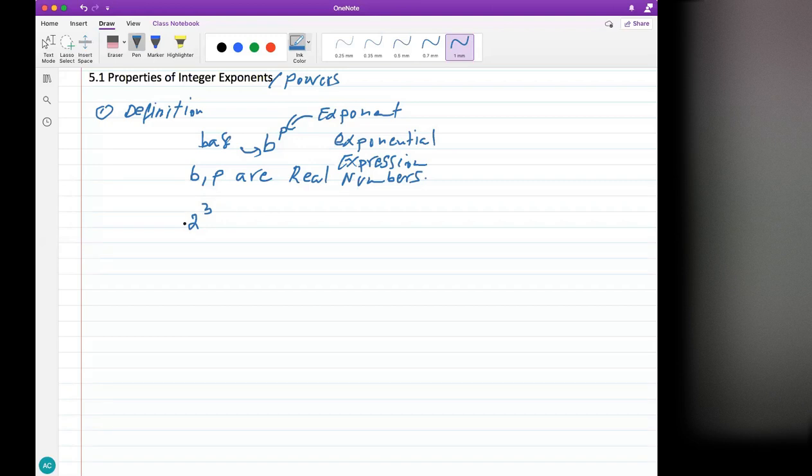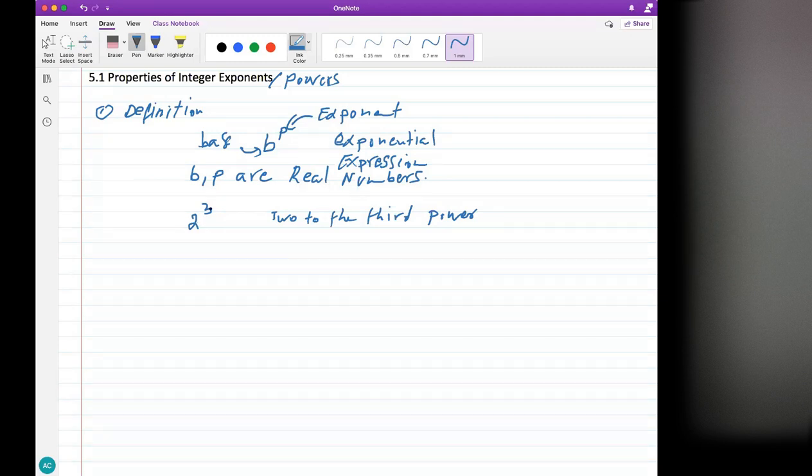So let's start with a simple example here. When you have the expression here, that's an exponential expression. This is the exponent, this is the power. Say 2 to the third power. So what this means is basically 2 is raised to the third power.